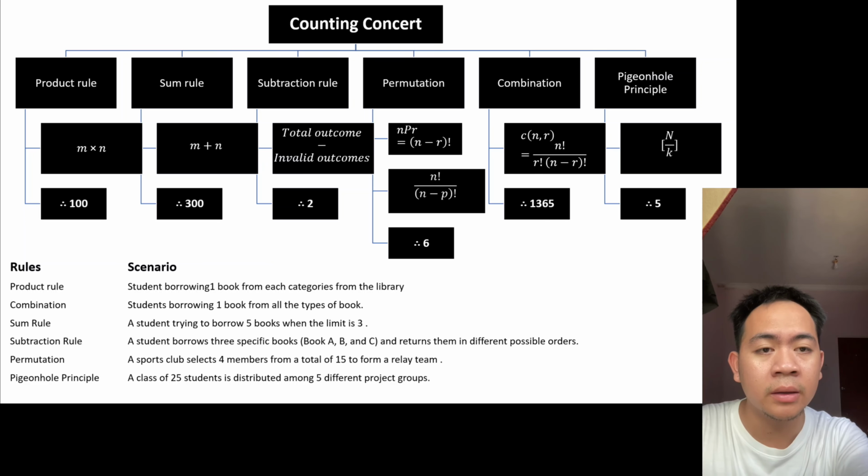This shows that even if the students are distributed as evenly as possible, at least one group must contain 5 or more students. In conclusion, the pigeonhole principle guarantees that it is impossible for every group to have fewer than 5 students in this situation.